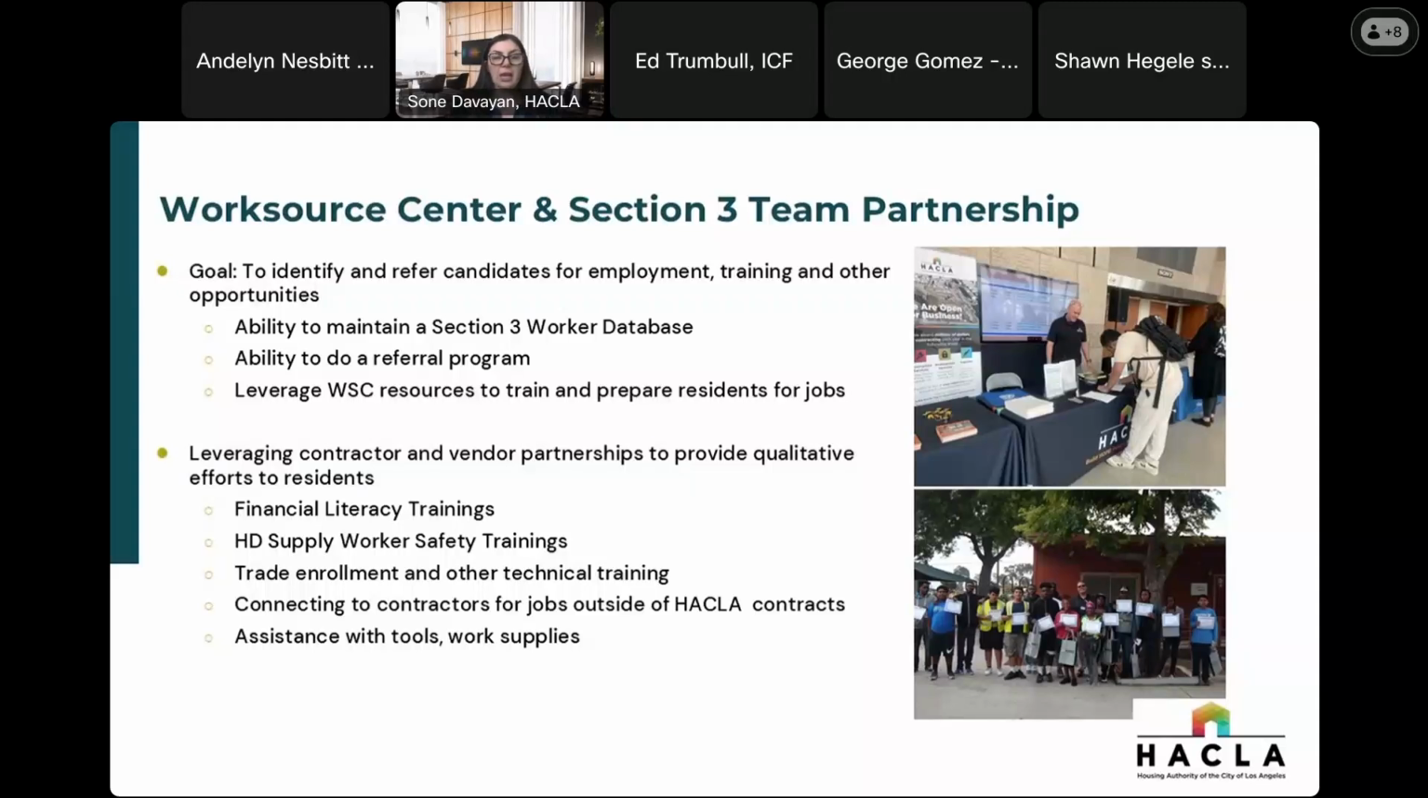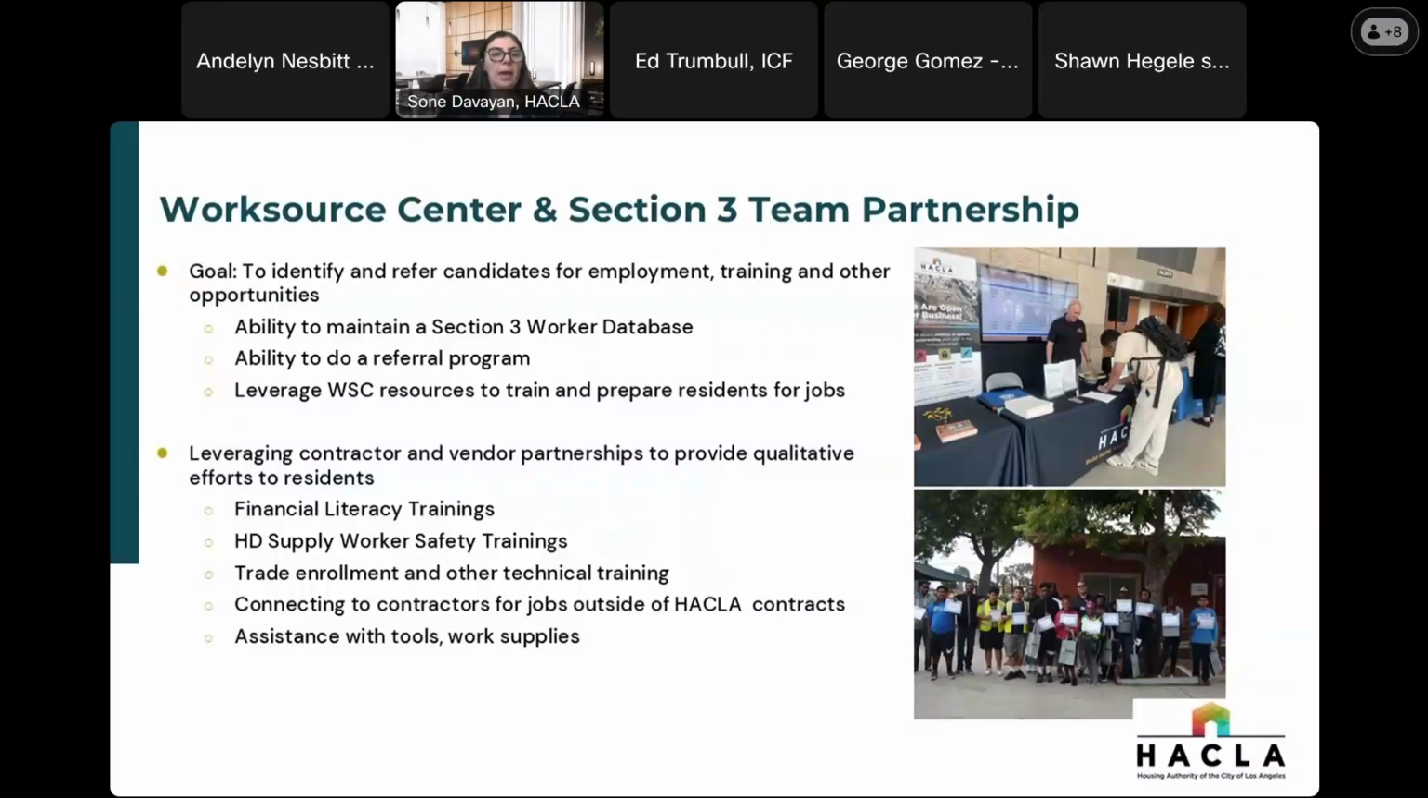Now, those jobs and enrollments do not necessarily end up being in the data that we collect to report to HUD, but that's okay, because that's part of our qualitative efforts and our larger effort to develop the skill set of our residents, make them employable, and put them on that path of self-sufficiency.